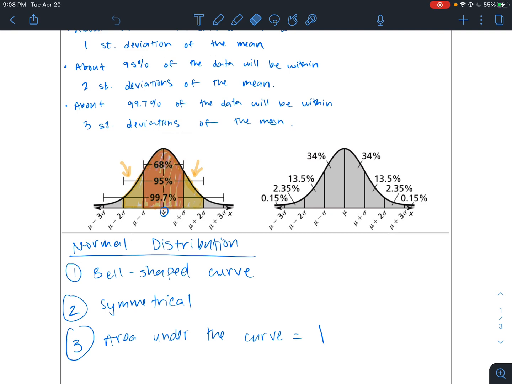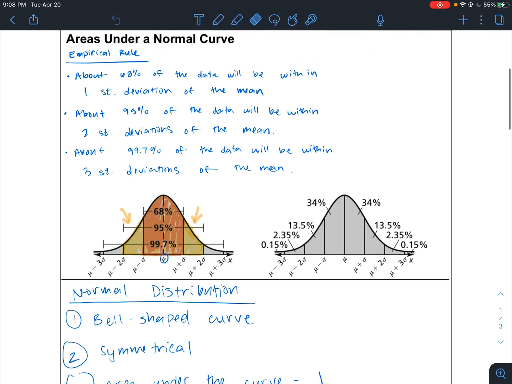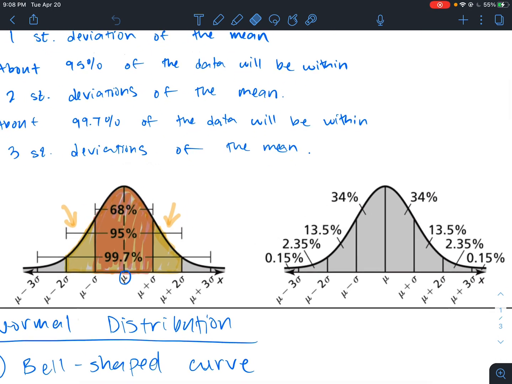Then we broke that down. The empirical rule helped us find areas, different portions of the curve. Within one standard deviation away from the mean in both directions, this composes 68% of the area. Two standard deviations make up 95% of the area, and three standard deviations make up 99.7%, and then the rest falls outside of that.